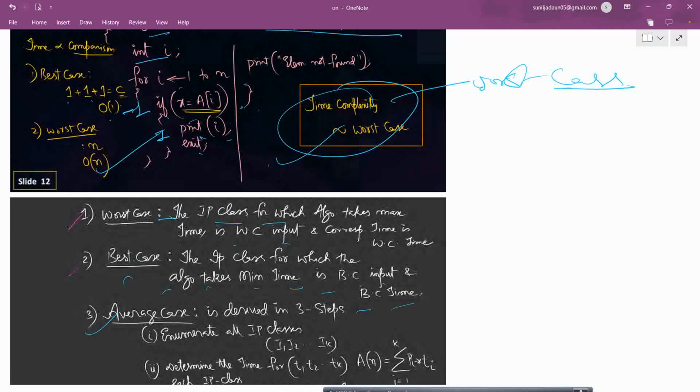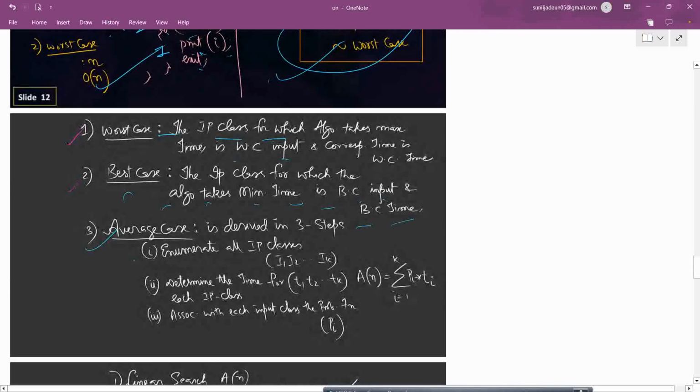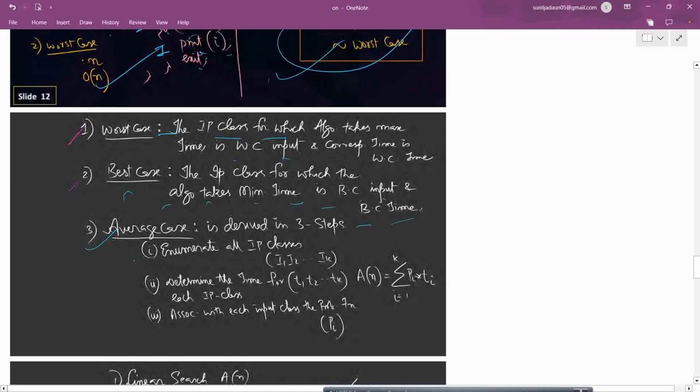Average case is derived in three steps. Enumerate all input classes I1 to Ik. Determine the time T1, T2, and so on, and associate each input class with a probability Pi, the probability function. Sigma with i equal to 1 to k over the input classes, and Pi the probability times Ti, the time consumed, gives the average time.